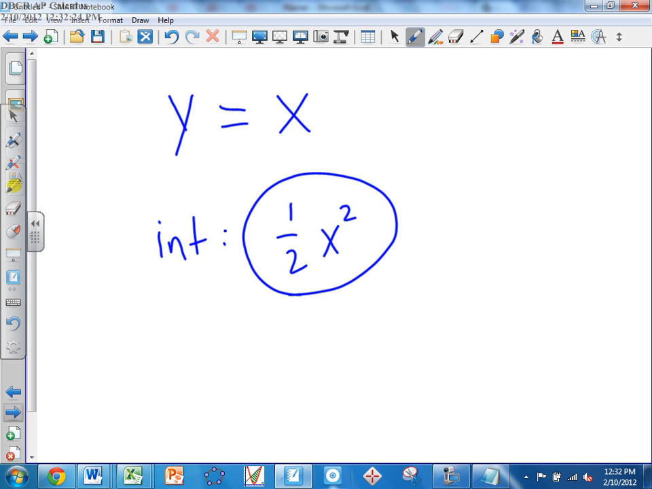So with this one, we're just going to start trying to get you thinking. We're just going through thoughts about integration. We'll get to the formalities of it soon, okay? But I'm just getting you thinking.